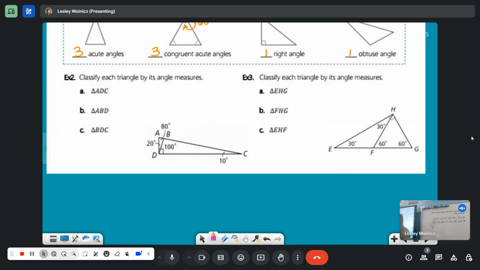The hardest part about this is this tiny little baby picture. What I'm seeing is that angle A is 80 degrees. Is that what you guys are seeing? Okay. So if I'm looking at angle ADC, which is this guy, how would you classify that one? It's right. Oh, did I say angle? I meant triangle ADC. Sorry about that. It's a right triangle.